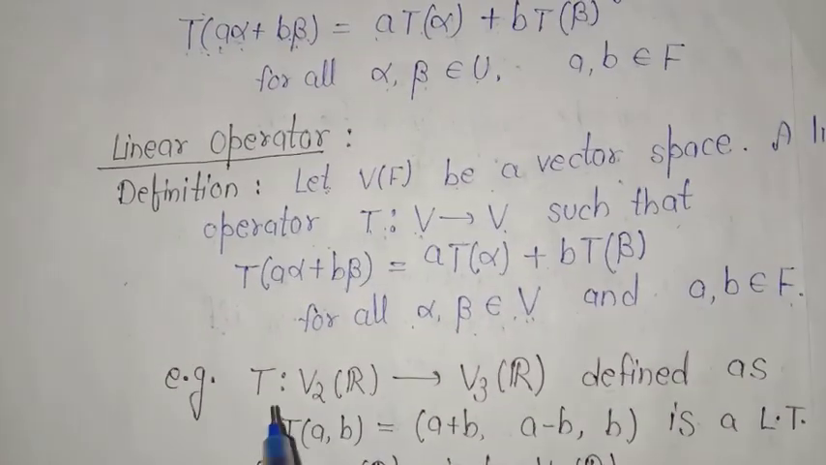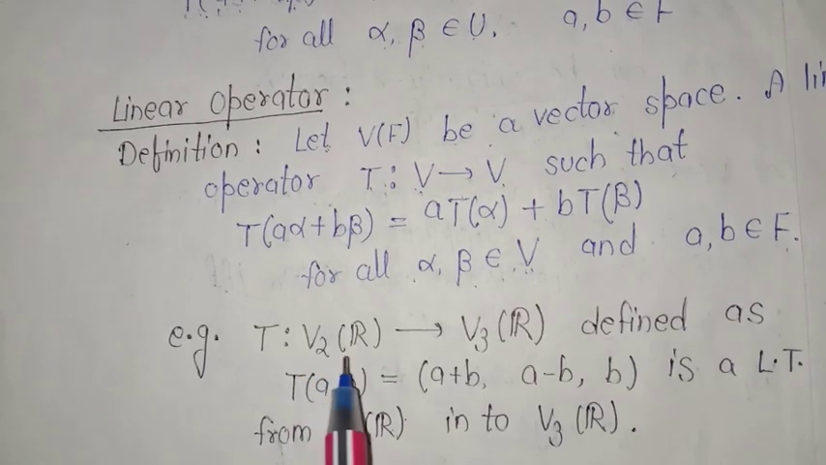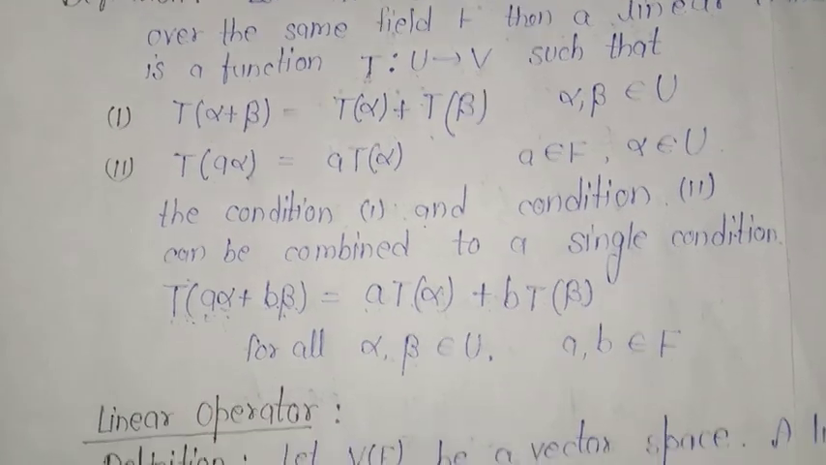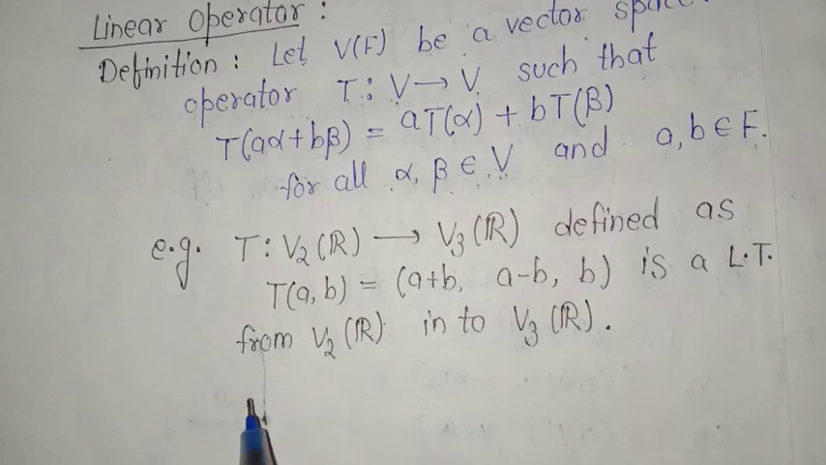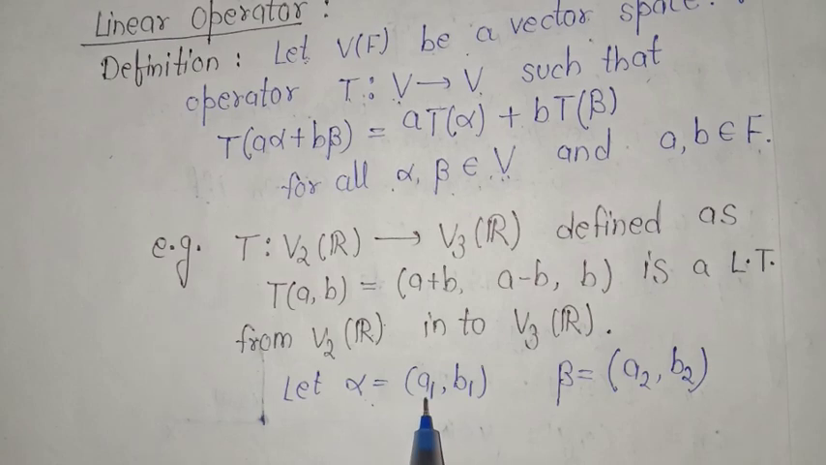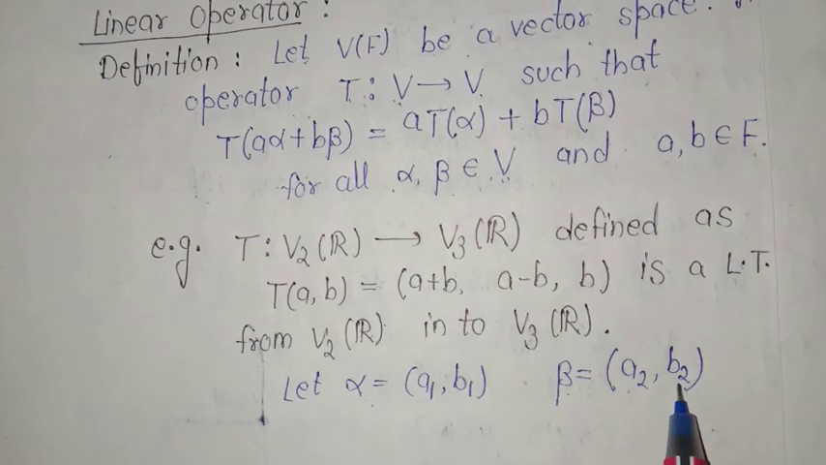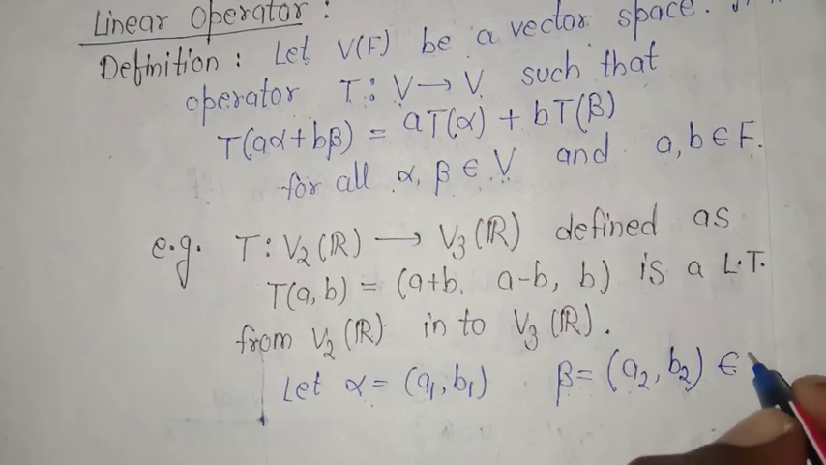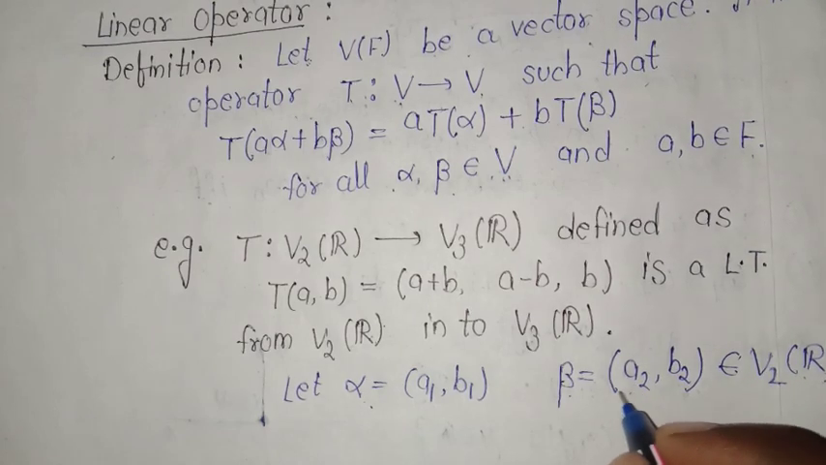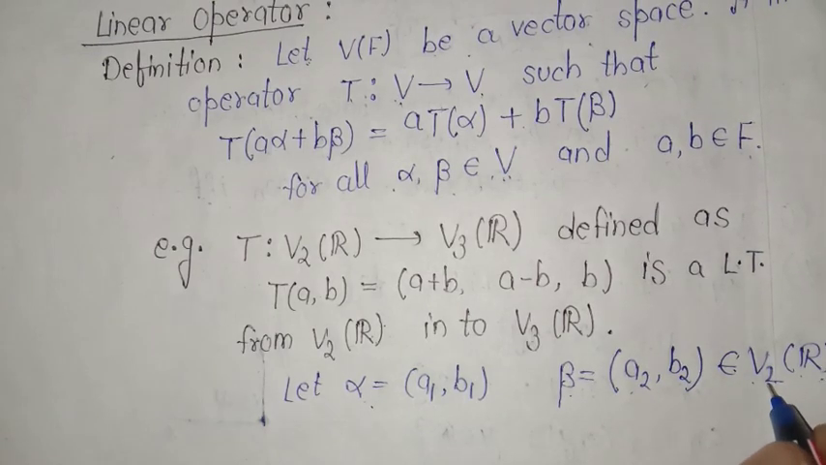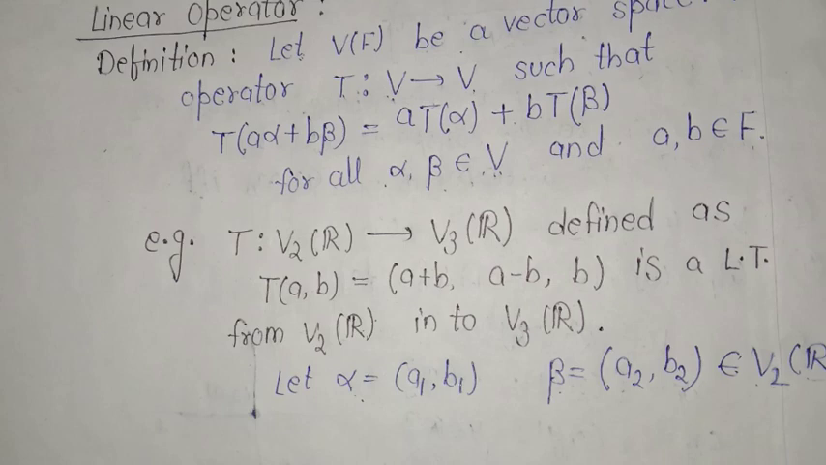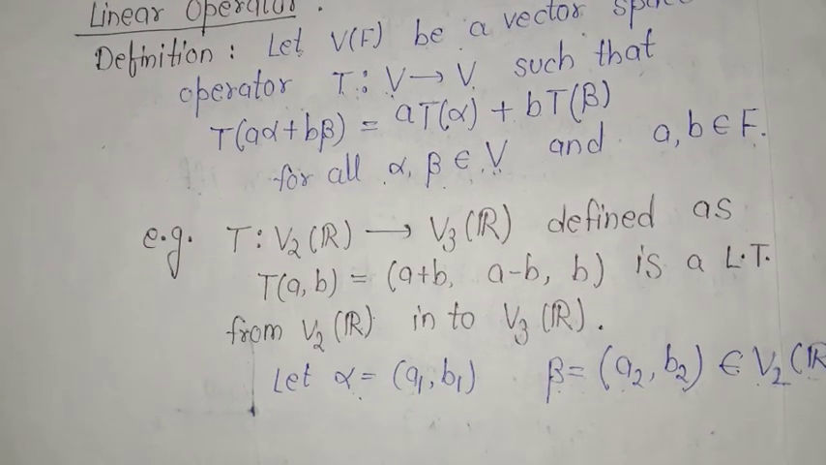So we will take two vectors from the vector space V2(R) and try to apply the definition of linear transformation over those vectors. If they hold that property, then we say that T is a linear transformation. So let alpha equal (a1, b1) and beta equal (a2, b2) belong to the vector space V2 over R. Over R means that the entries of the vectors, the elements of V2, must be taken from the set of real numbers. So let's apply the definition of linear transformation over these vectors.